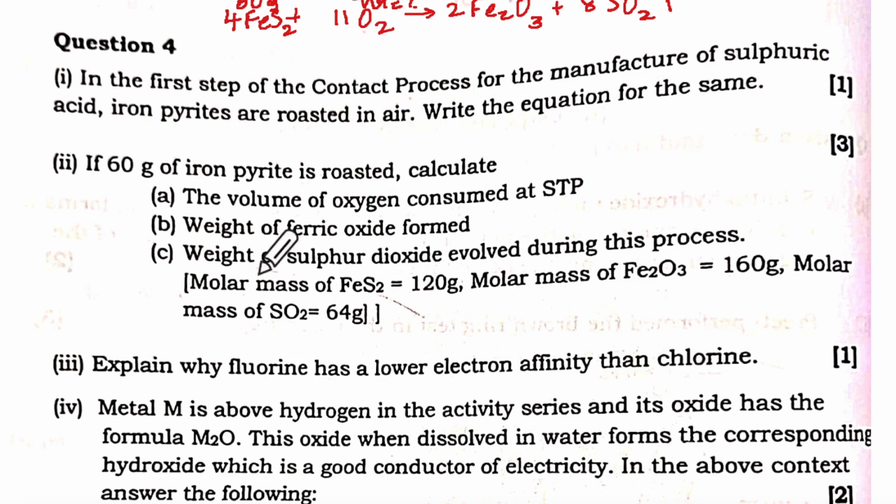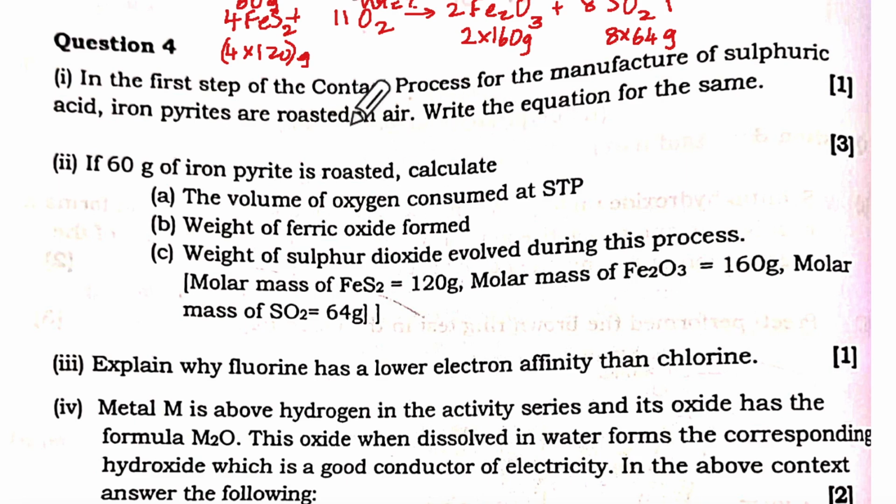Okay. Now they have given you RMM of FeS2 is 120. So this becomes 4 into 120. Put bracket and write gram. Okay. Molar mass of Fe2O3, so this they have given, 2 into 160. One molecule is 160. So 2 molecules will be 2 into 160. And molar mass of SO2 is 32 plus 32 means 64. So 8 molecules means 8 into 64 gram. Is that agreeable to you? Okay.